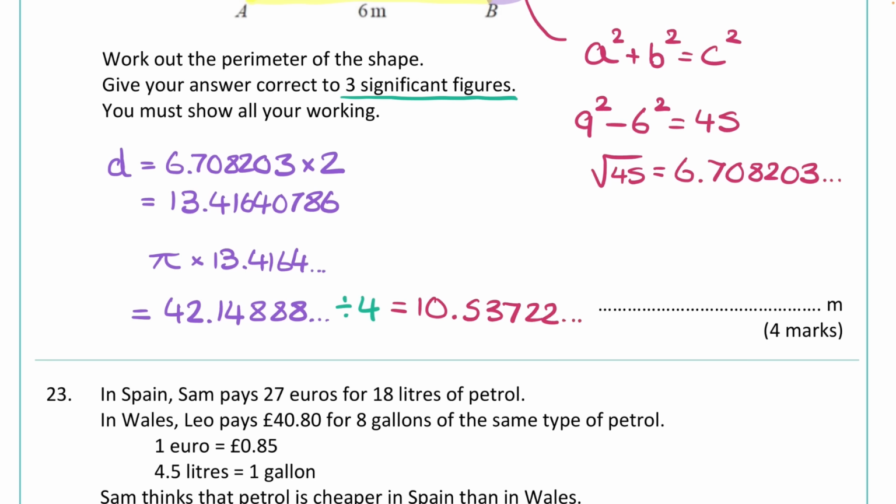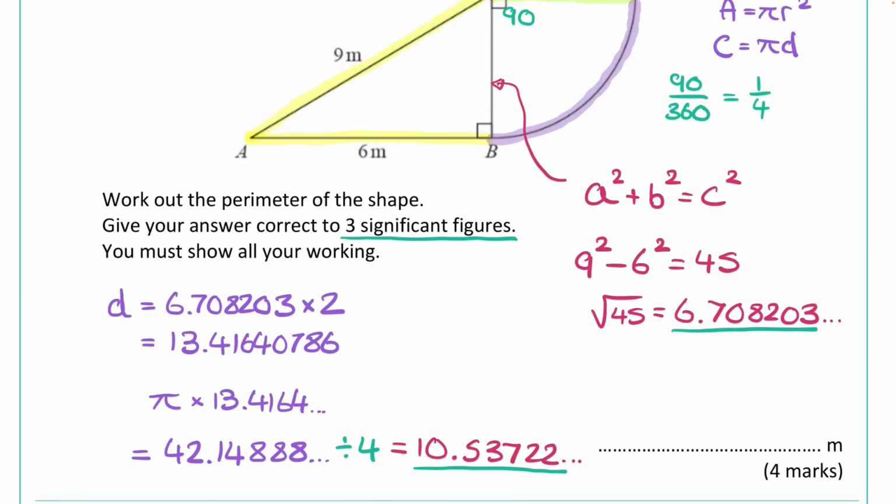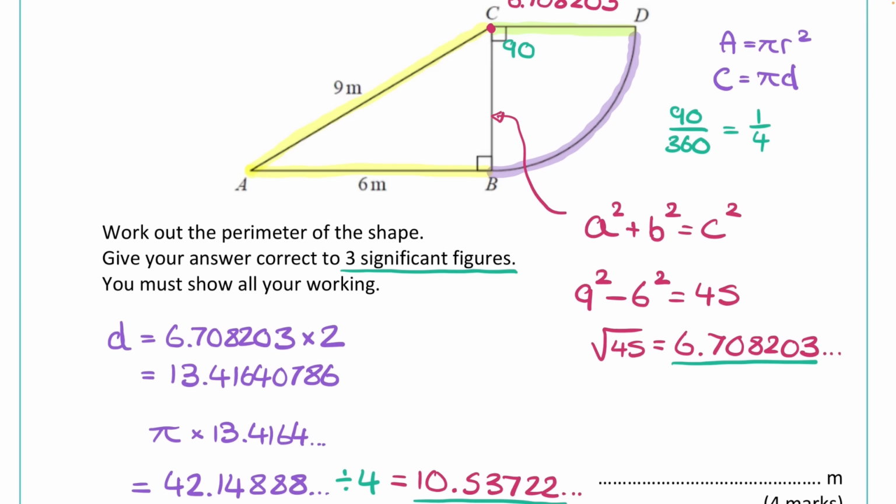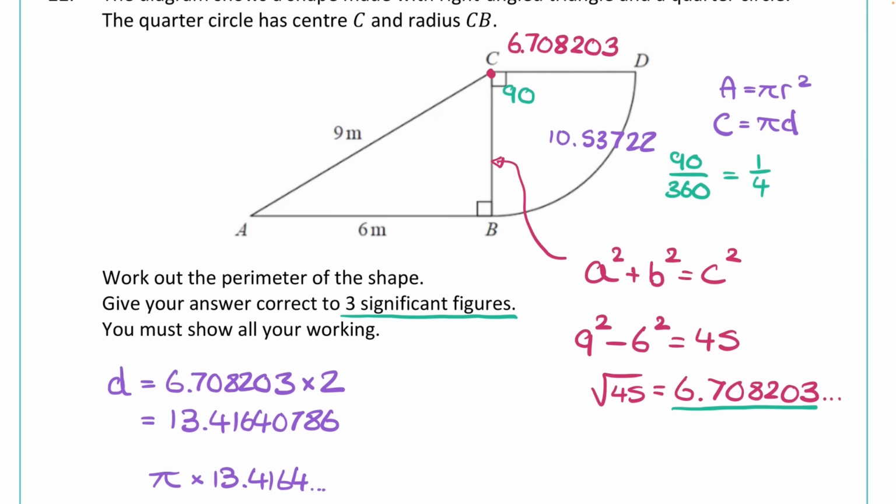So I have my two key numbers here. We have the 6.7, which was the longer part, and the 10.53722. So I'm going to write that up here on the diagram. So that's 10.53722. So let's get rid of all of these bits of highlighting here. We now have all of the lines that we're looking for.